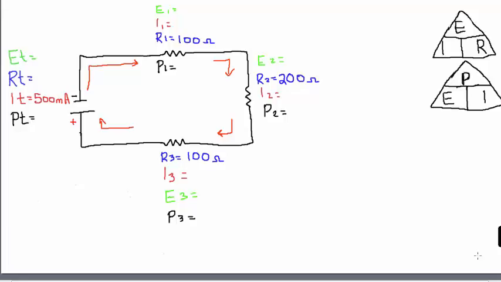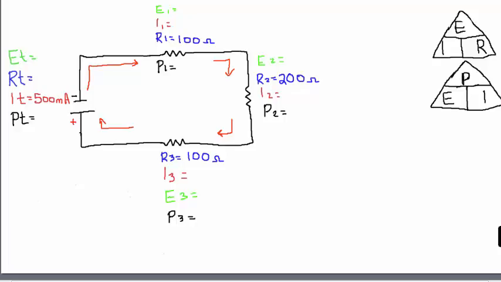Okay, let's take another look at a series circuit here. We have three resistors in series. You have a variety of different values up on the screen in front of you. Let's take a look at some of these values. I have an amperage total of 500 milliamps. I have resistor 1, which is 100 ohms, resistor 2, which is 200 ohms, and resistor 3, which is again 100 ohms.